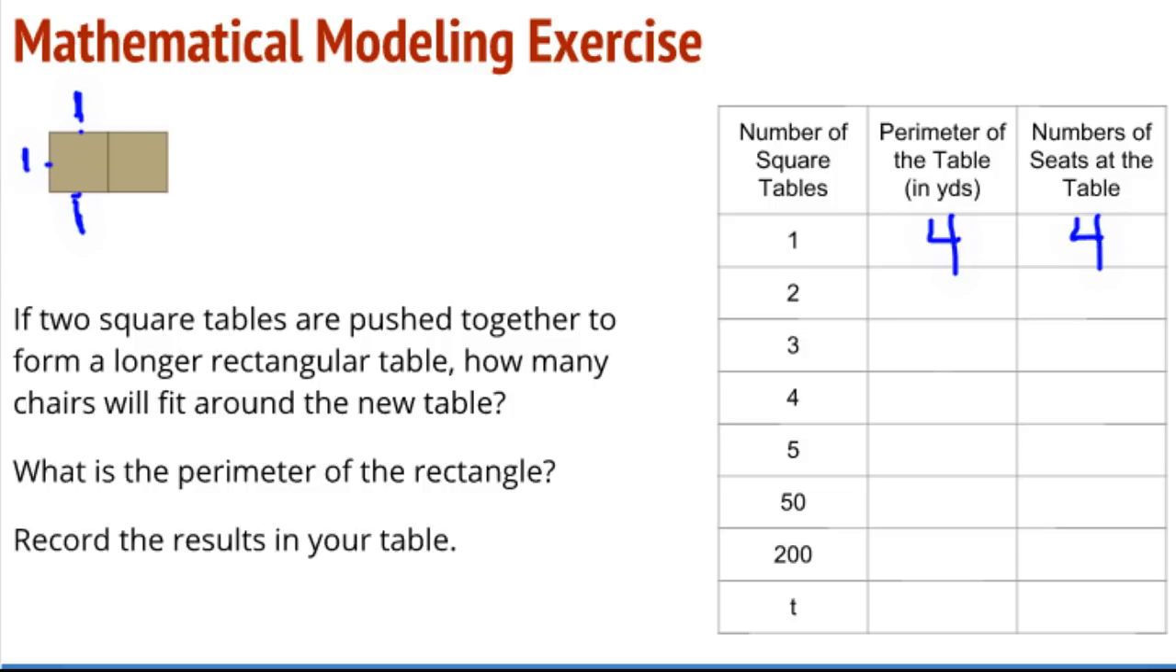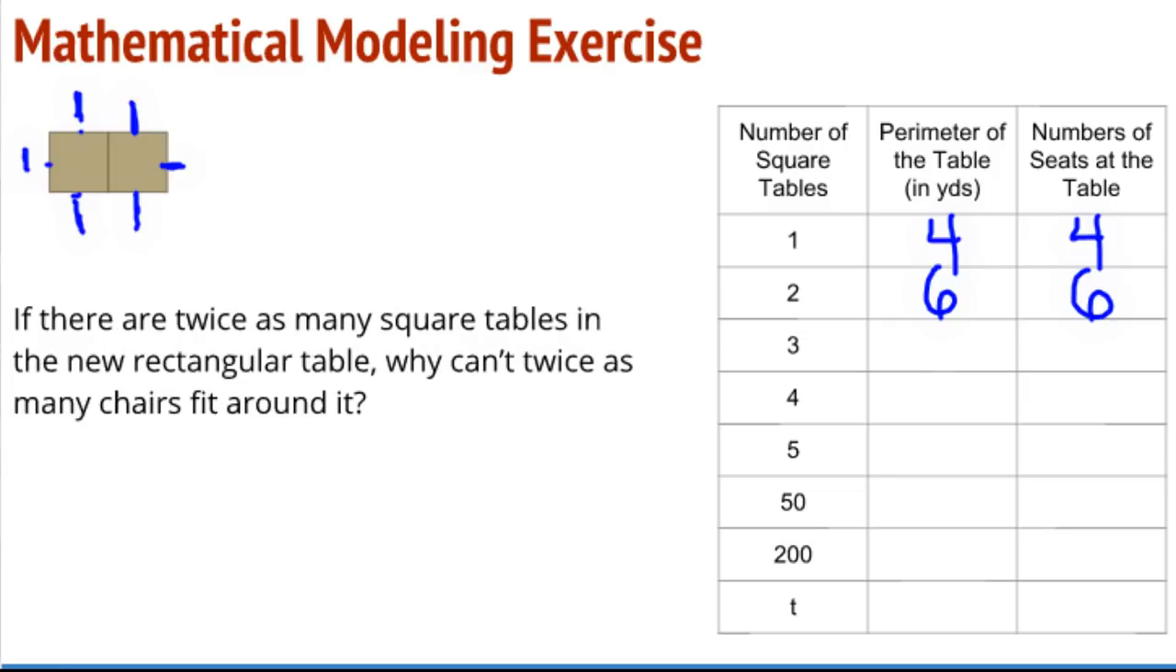So I'm going to actually work with my model here and do some counting. So I've got the 3 people. And now here's my 4th person, here's a 5th person, and here's a 6th person. So if I have 2 tables, I can fit 6 people. And the perimeter is 6 yards, the distance around the outside of my rectangle.